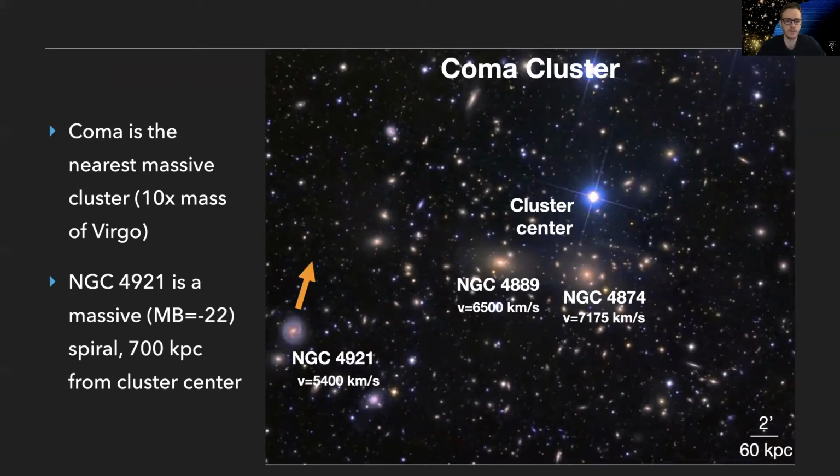It's about 10 times more massive than the Virgo cluster, so you'll see strong effects of ram pressure. And since it's nearby, we can observe in high resolution. In particular, I look at the galaxy NGC 4921, which is the most massive spiral in the Coma Cluster, in the inner regions of the Coma Cluster. It's about 700 kiloparsecs from cluster center.